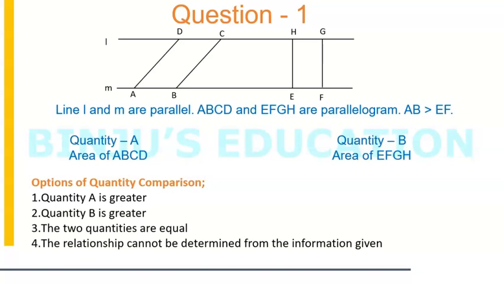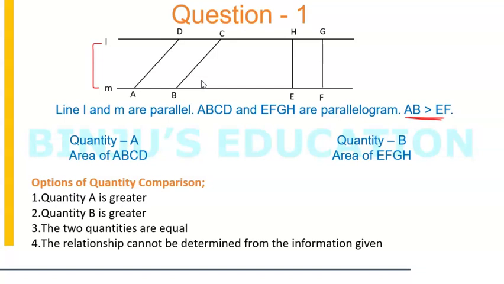Okay, let's see what we have in this. Lines L and M are parallel. Okay, so these two lines are parallel. ABCD and EFGH are parallelograms. AB is greater than EF. They both are parallelograms, this is given to us. And we have quantity A, which is the area of ABCD, and quantity B, which is the area of EFGH.